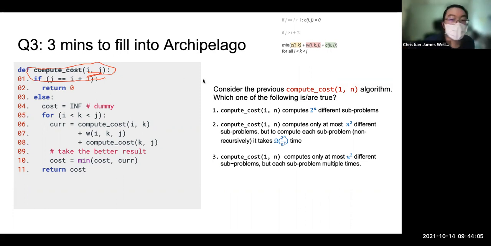Okay, I think I'll go on. So in the interest of time, all right. So the answer here is 3.